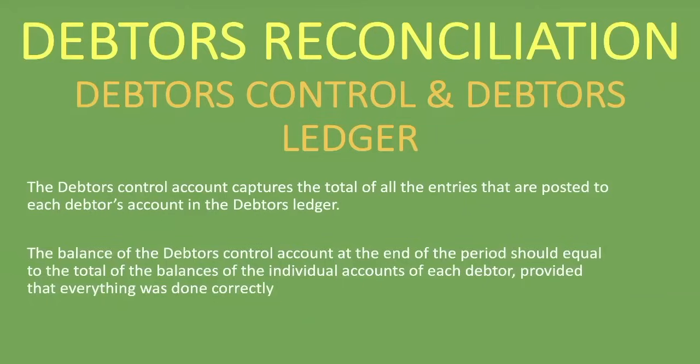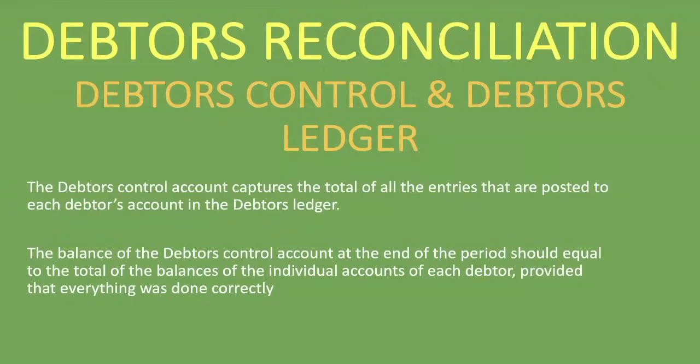The balance of the debtors control account at the end of the period should equal the total of the balances of the individual accounts of each debtor, provided that everything was done correctly. So what we are saying here is that what you have on your debtors control account, that final balance, should be the same as all the amounts that we are owed by each debtor. So if we have, let's say, 10 debtors, if we add all the amounts that we are owed by all those debtors, it should equal what is in the debtors control account. So that's what we are saying here.